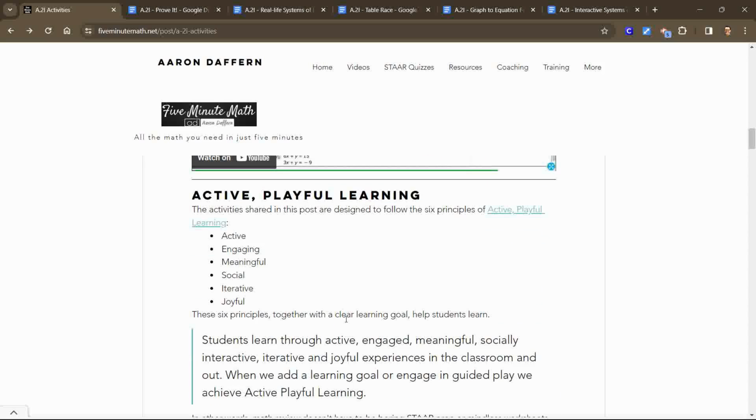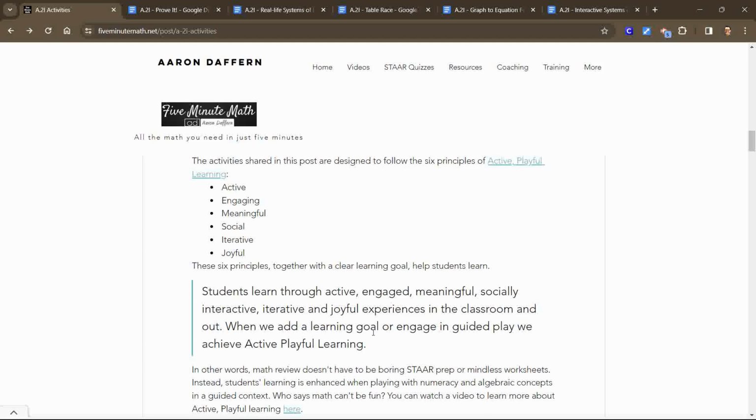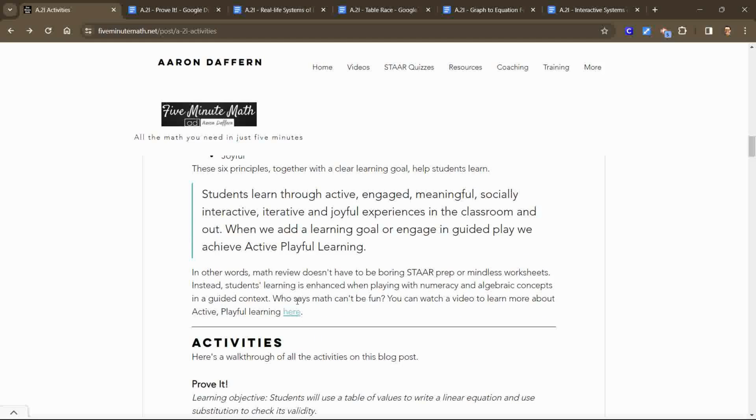The activities here follow a framework. Active playful learning is an idea that is starting to come out and is starting to be researched across the country about what makes students more meaningfully engaged, and that's when they are active, that they're social, they're iterative. In other words, STAAR prep does not need to be mindless worksheets, does not need to be boring drill and kill. We can have fun, and all of the activities that you're going to find here are lots of fun, and you can have fun in algebra class.